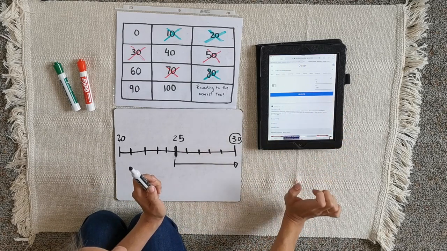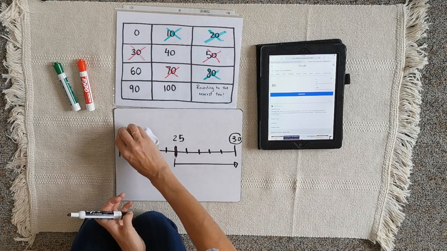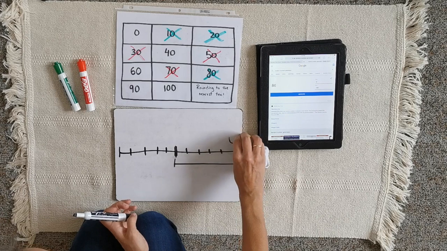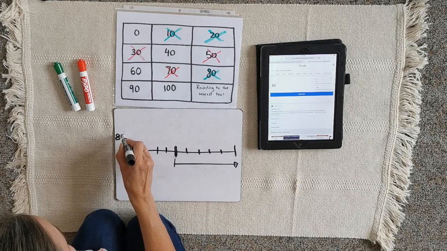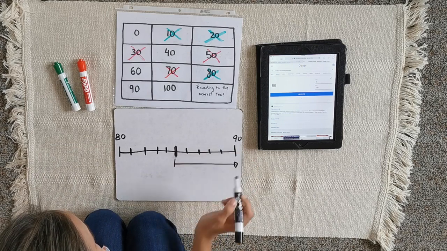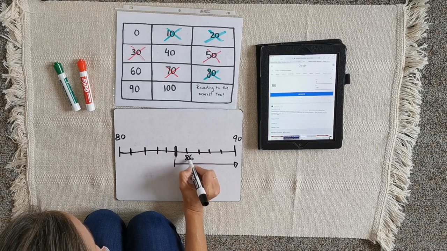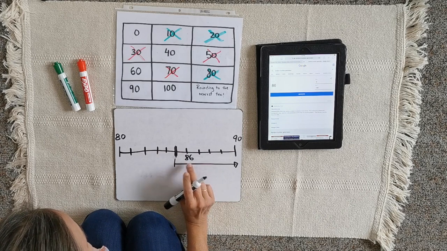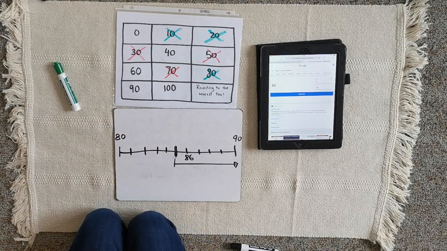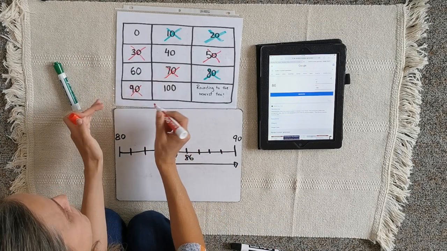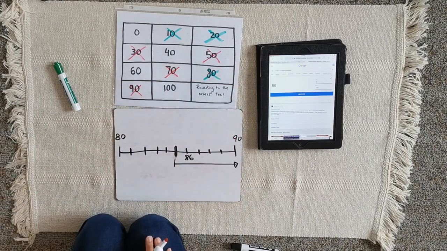22, I'm going to roll again. 86. 86 is going to be the last one. 80 and 90, because 86 is in between 80 and 90. Where is it exactly? Here, 86. So I won the 90, and this is for the red one. So a perfect 10 because I won. The red one won 3 in a row.